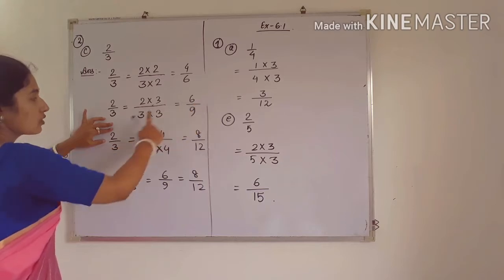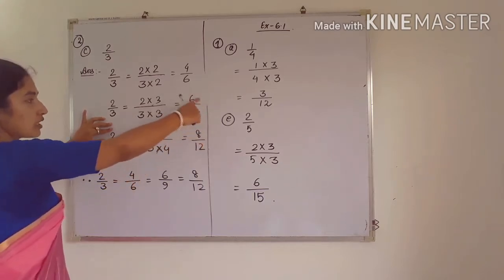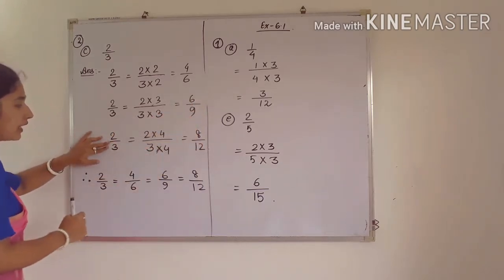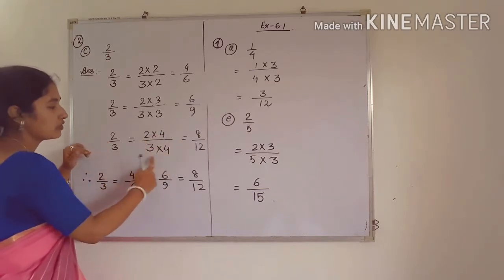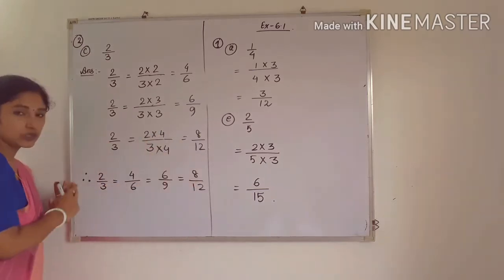Next, multiply with 3 in numerator and denominator. 2 3s are 6, 3 3s are 9. So the next fraction is 6 by 9. Next, again I am multiplying the numerator and denominator by 4. So 2 4s are 8, 3 4s are 12.